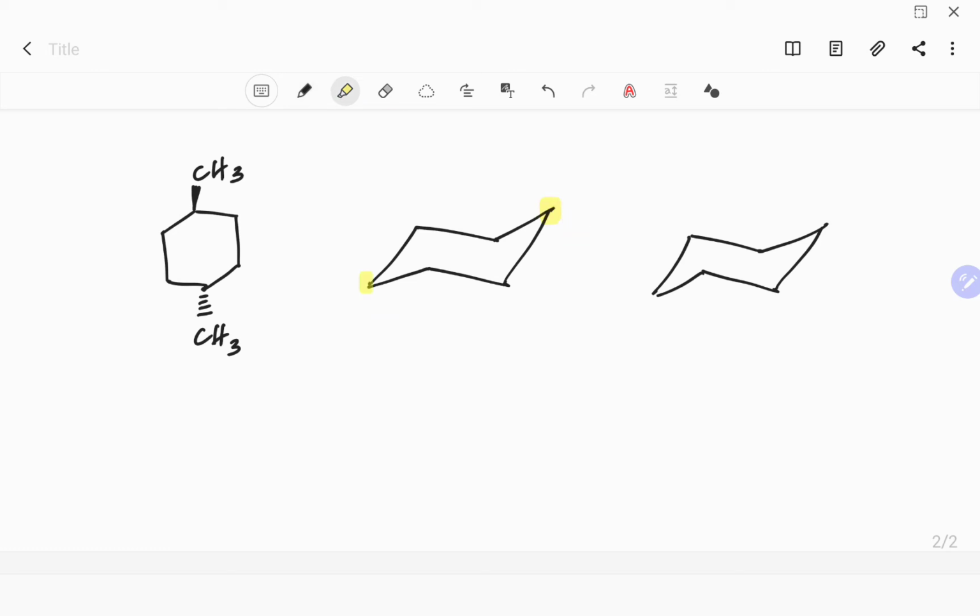The two carbons of interest are 1 and 4. So here is number 1 carbon, number 4, number 1 carbon, number 4. Okay, so those are the two carbons of interest. So count around and see if they're 1 and 4. Okay, 1, 2, 3, 4. All right, so those are the two carbons of interest.